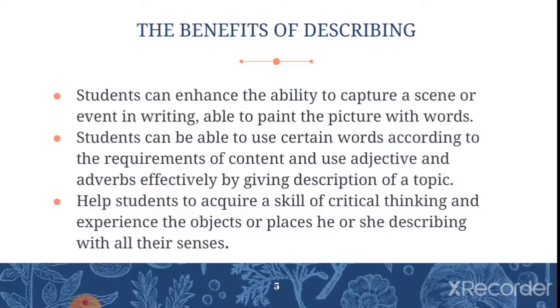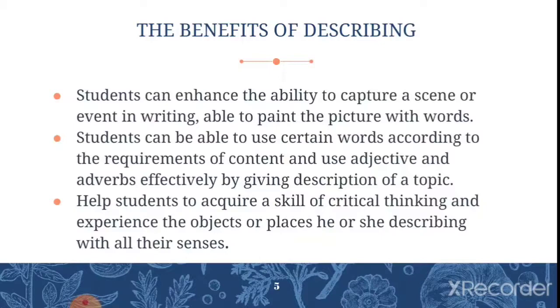Students can be able to use certain words according to the requirements of content and use adjectives and adverbs effectively by giving description of a topic. Okay, so you know that when you are writing, you should use various words, you should use synonyms of the word. The first word which you have used in the first paragraph cannot be repeated, so you can use synonyms. Okay, help students to acquire a skill of critical thinking and experience the object or places he or she is describing with all their senses.